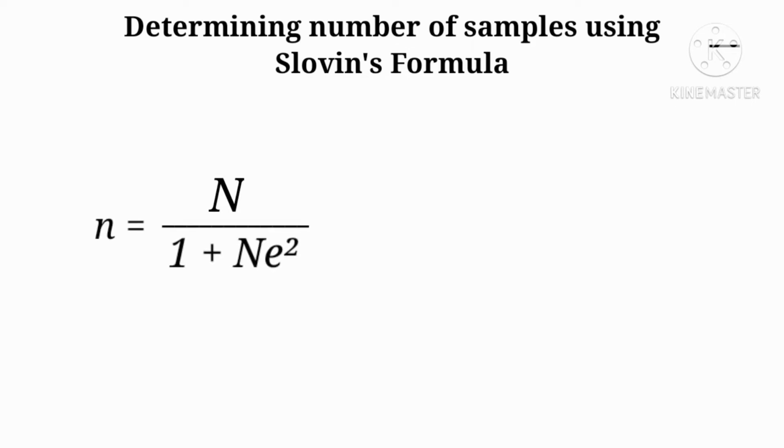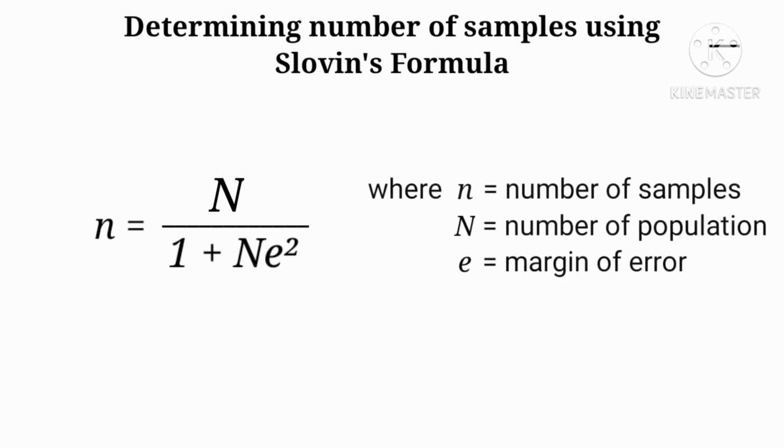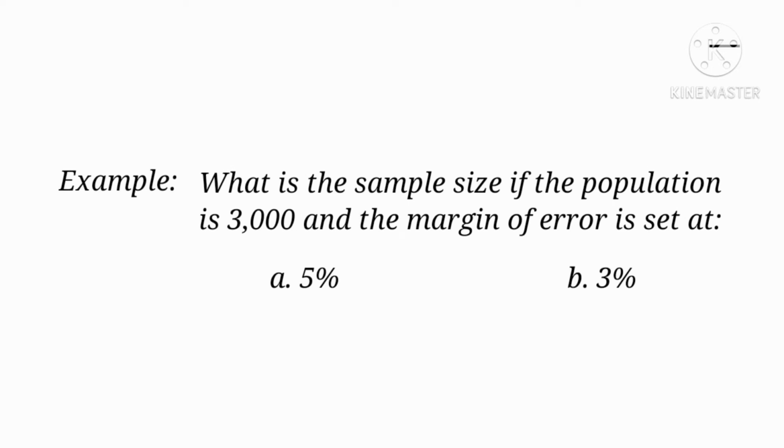So here's the Slovin's formula. n is equal to N over 1 plus Ne squared, where small letter n is the number of samples, and the capital N is the number of population, and e is the margin of error. For example, what is the sample size if the population is 3,000 and the margin of error is set at A, 5% and B, 3%?